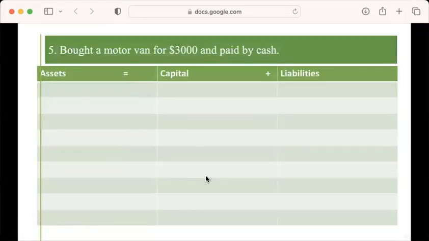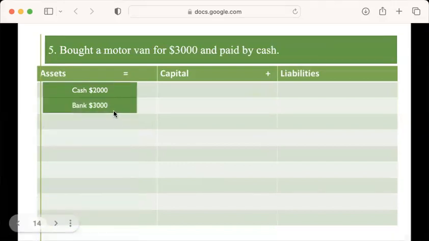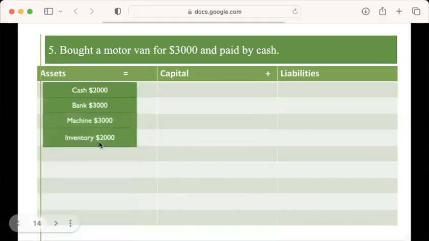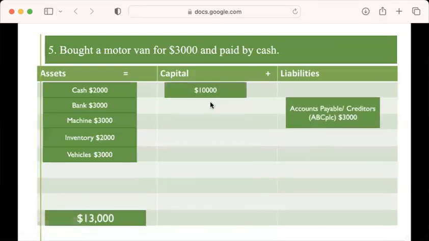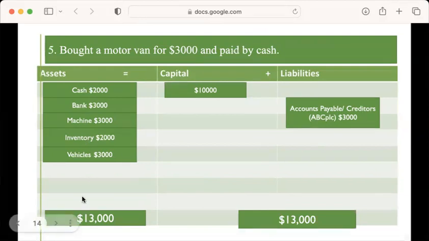Right. On the fifth day, we bought a motor van for £3,000 and paid by cash. Okay. So this time what happens? Cash decreases from 5,000 to 2,000. And we are receiving a new asset called motor vehicles. So that increases. So once again, no change on the liability side, because a van is an asset that increases, cash is an asset that decreases. So both the impact is on the asset side.